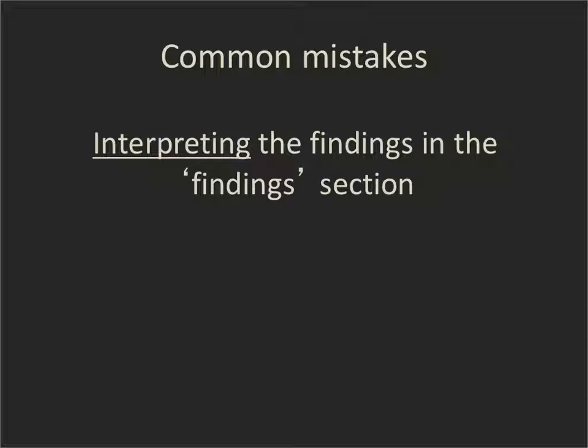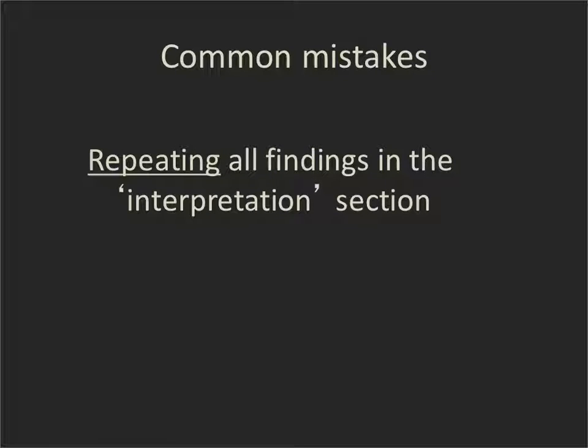So what are some of the common mistakes in the findings and interpretation section of reports? Well, the first is doing the interpretation of the findings in the findings section rather than down the bottom. Remember, this is the objective part of your report. And second, and probably even more common, is repeating all of the findings from the top down in the interpretation section again. You don't need to do that.